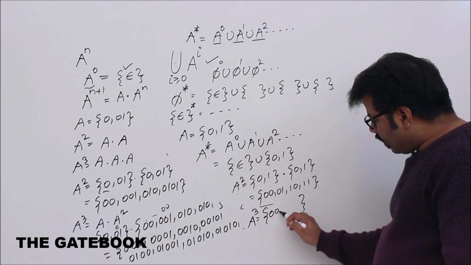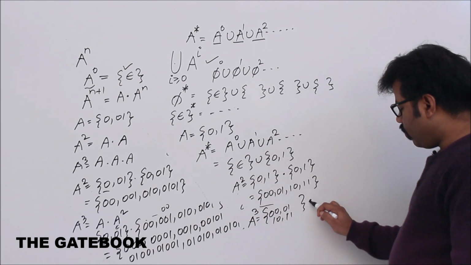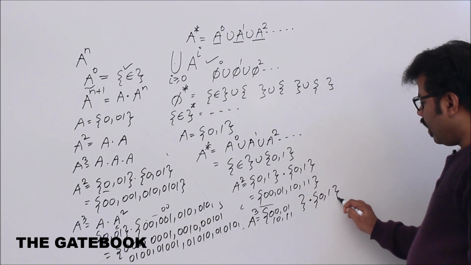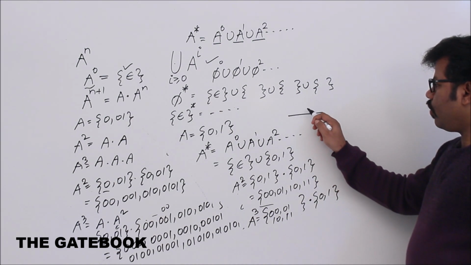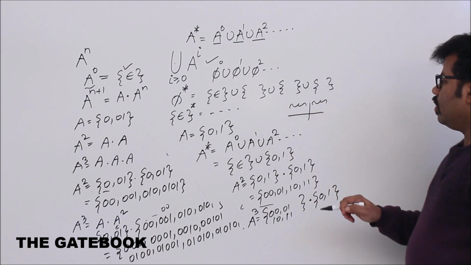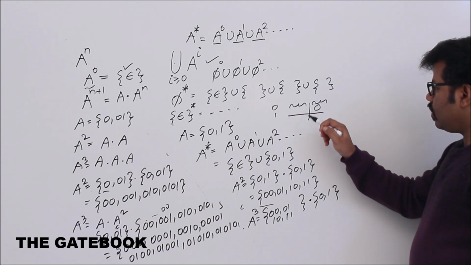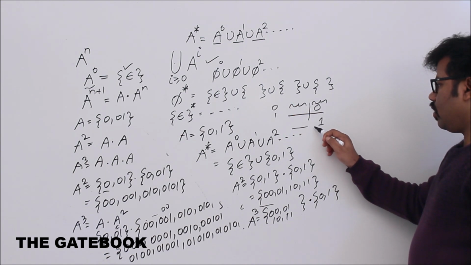Because A square contains all possible 2 length strings, you remember it: 00, 01, 10, 11. Then if you concatenate with 0 or 1, any 3 length string can be divided into 2 parts. So this is 2 length, this is 1 length. So any 3 length string made of 0 comma 1 definitely ends with either 0 or 1. Okay, these are the only two things.